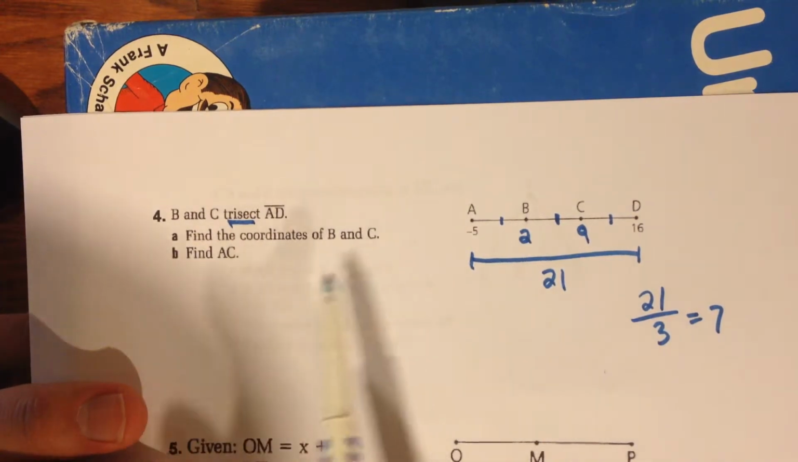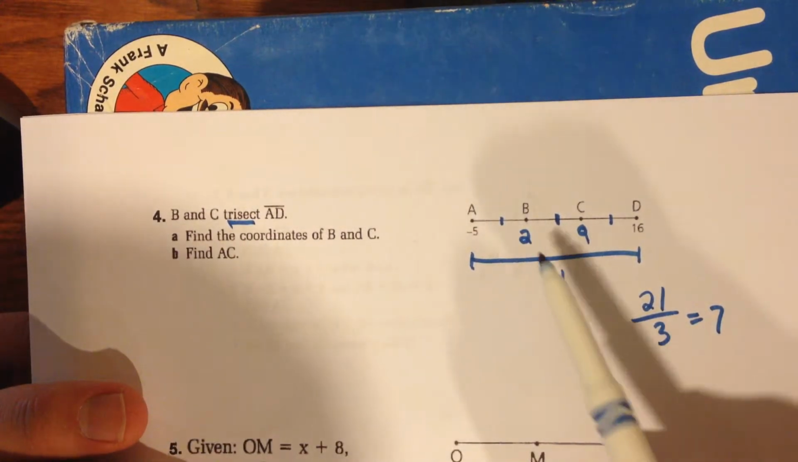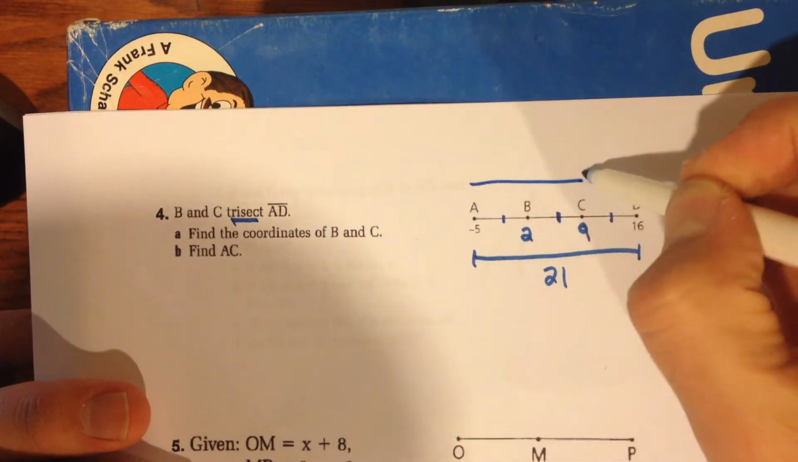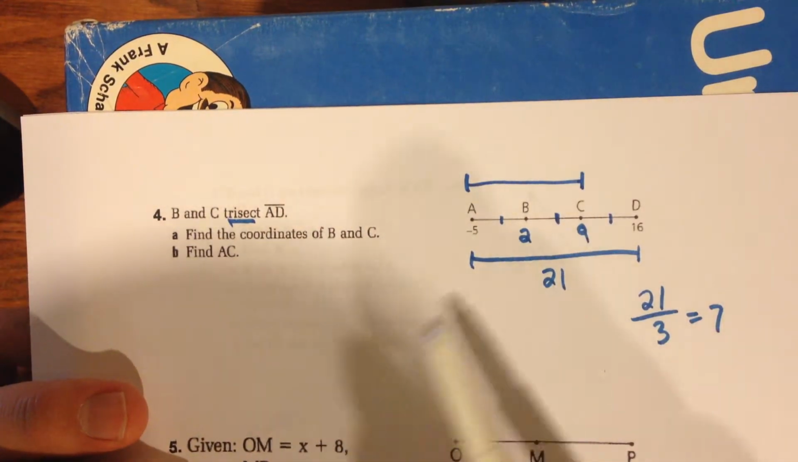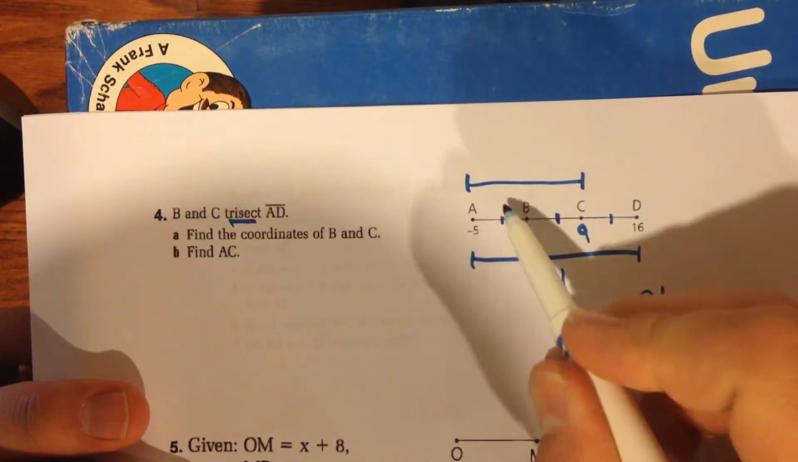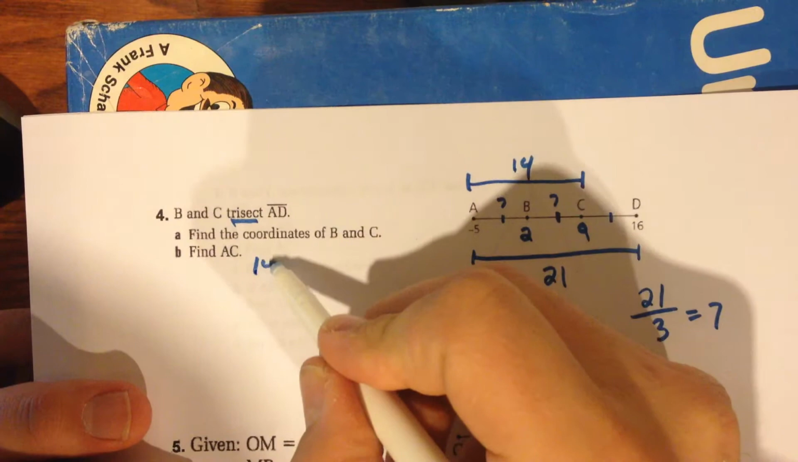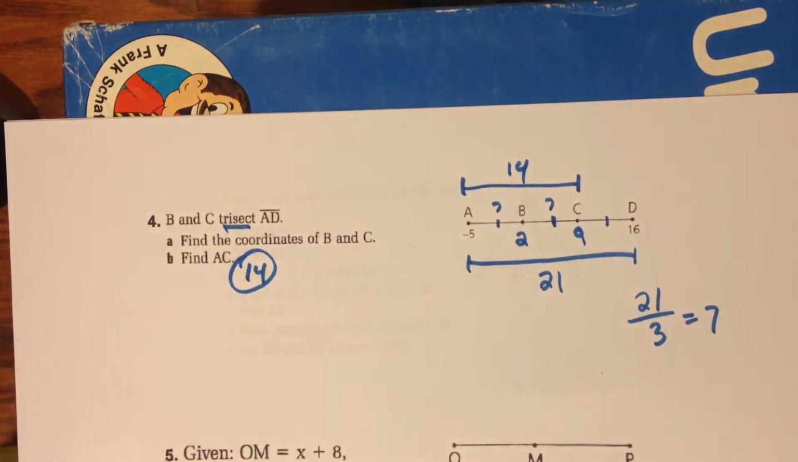Okay, so it says find the coordinates of B and C. Obviously B is 2, C is 9. AC, what's the length of AC? Well, that's 2 segments of 7. These are both 7, right? So that makes 14. So the length of AC is 14.